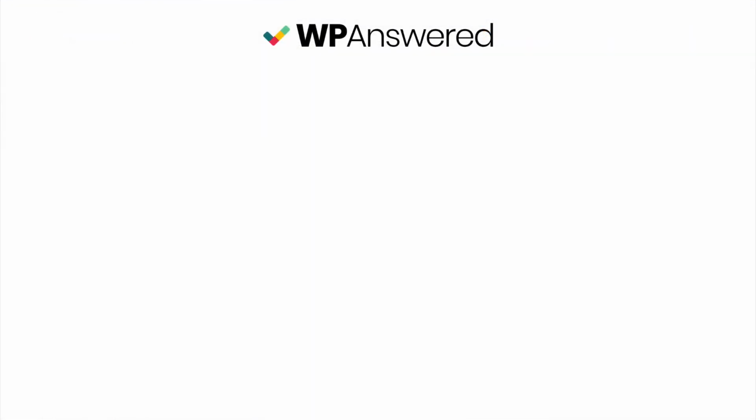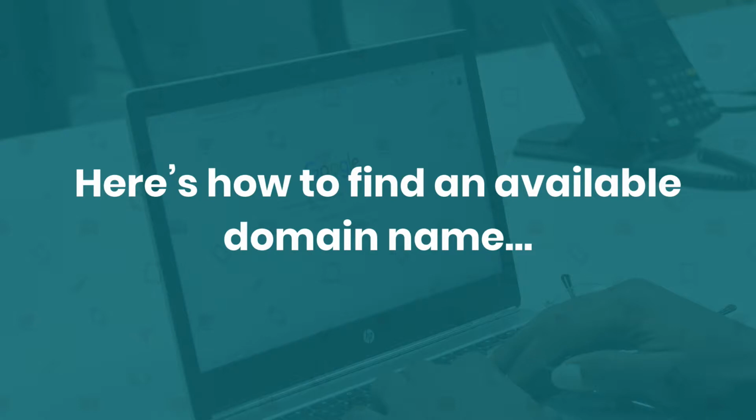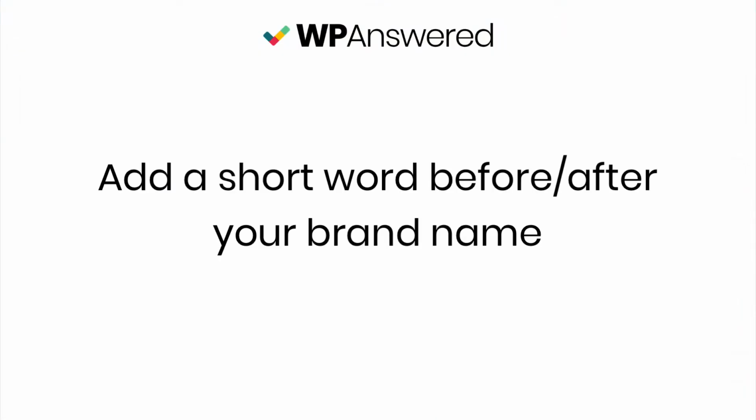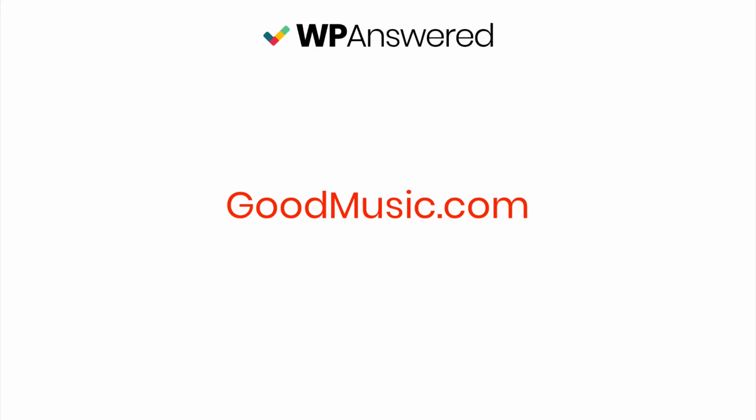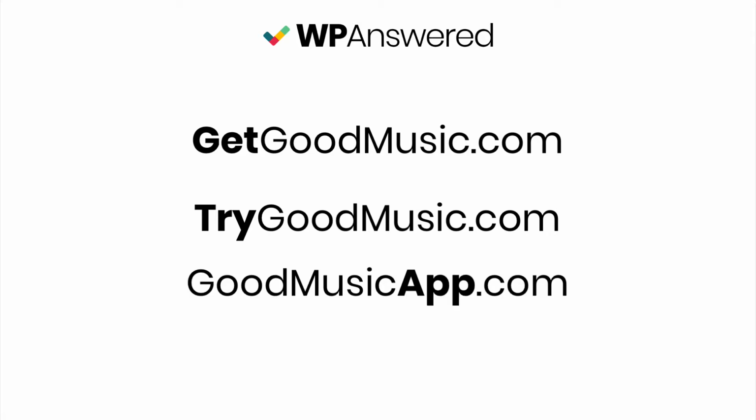Unfortunately, good domains are hard to come by these days, and you'll most likely find out that your domain name isn't available. If that's the case for you, here's a tip you can use. The best way to find an available domain name that is still on brand is to add a short word before or after it. For instance, if you make an app called Good Music and goodmusic.com isn't available, then you can check for getgoodmusic.com, trygoodmusic.com, or goodmusicapp.com.